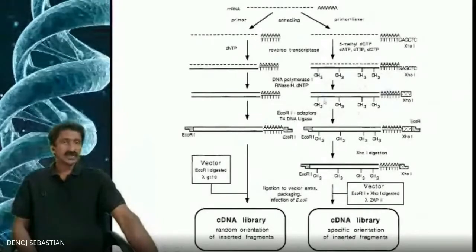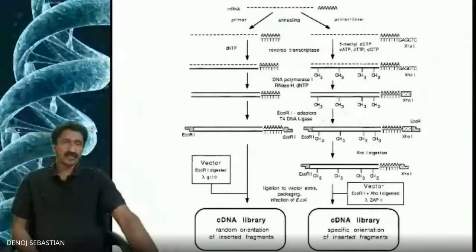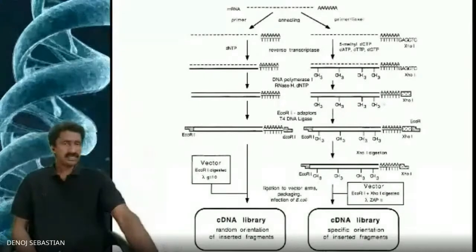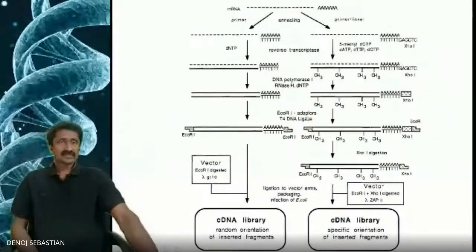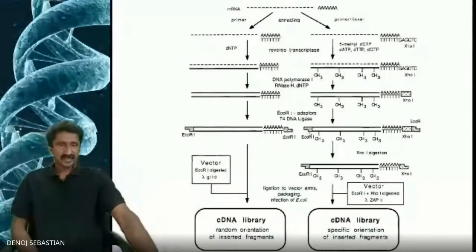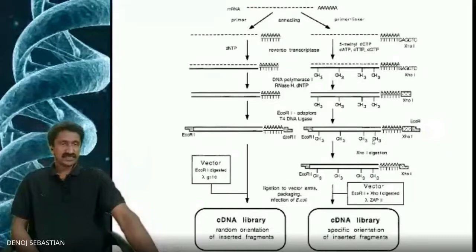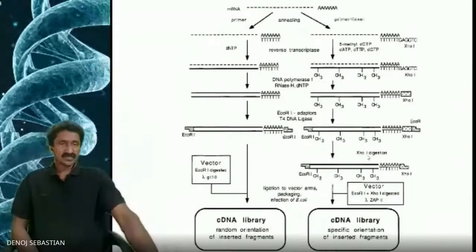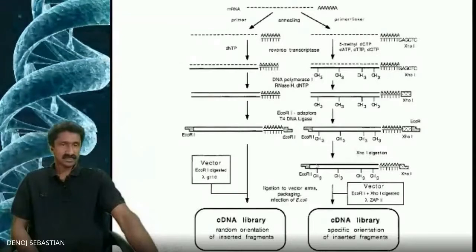So instead of using any other restriction enzyme, you have to protect your strand with the methylation enzyme, DNA methylases. Then EcoRI adapters can be used. So the EcoRI adapter is again attached on both ends. Then you use XhoI digestion and EcoRI digestion. Both enzymes can be used.